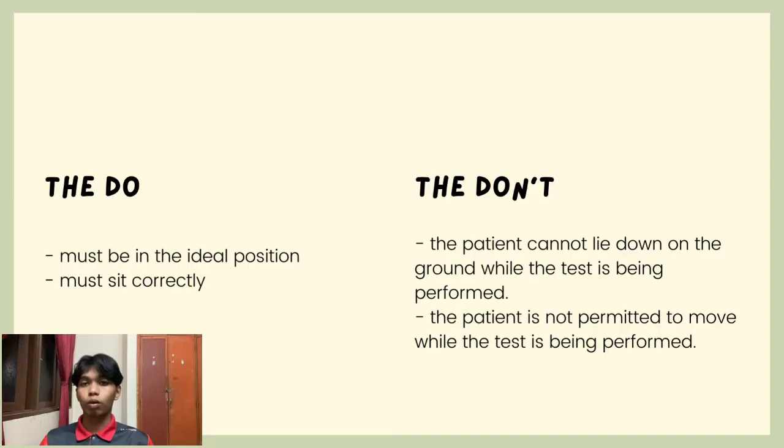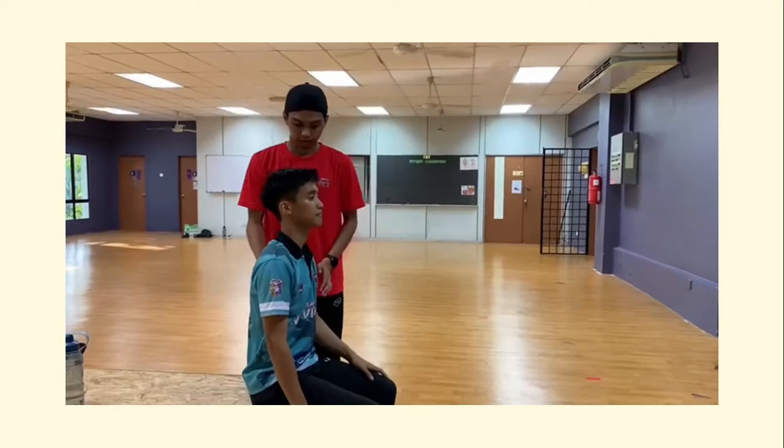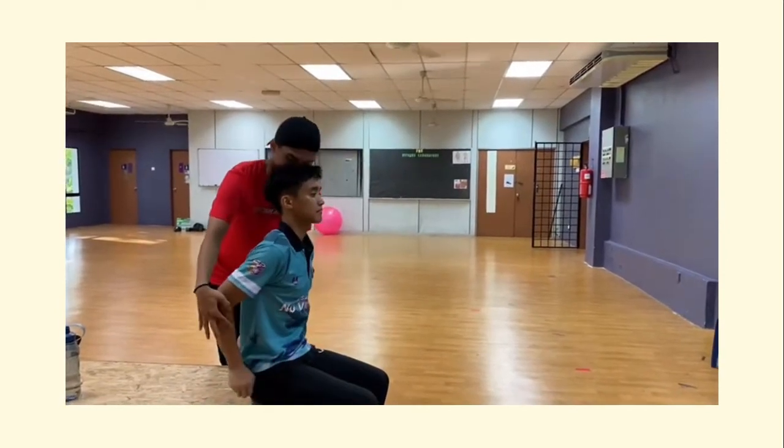The do and don't for the SLUMP test. The do: the patient must be in the correct position and must sit properly. The don't: the patient cannot lie down on the floor while the test begins, and the patient cannot move while the test begins.